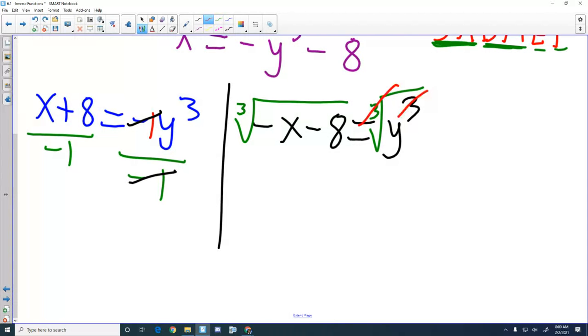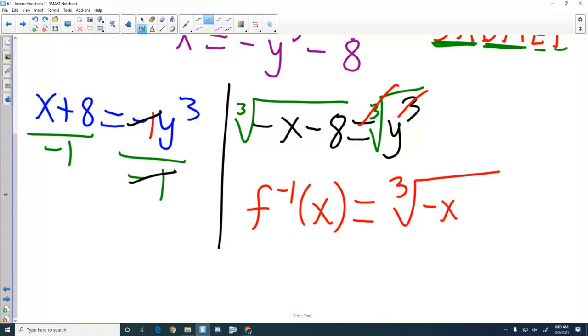Doing so will cancel out the exponent, cancel out the root, and I'm left with just a y, which we would write our final answer as f inverse of x equals the cube root of negative x minus 8. Did anybody get that? The cube root of either x plus 8 over negative 1 or dividing it out with a negative? Okay, so we're all there. It's pretty cool.